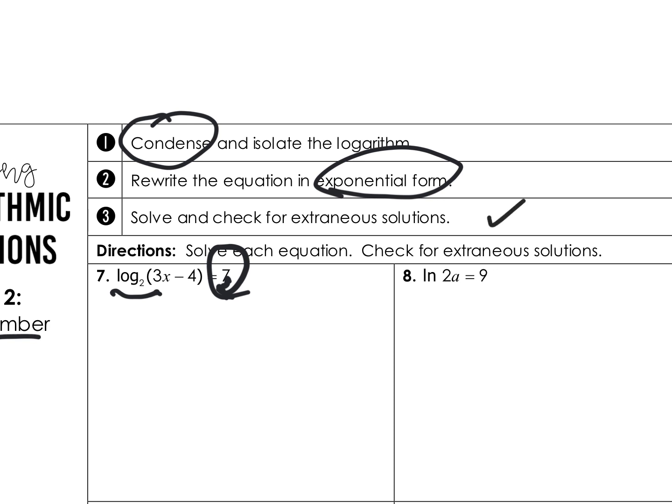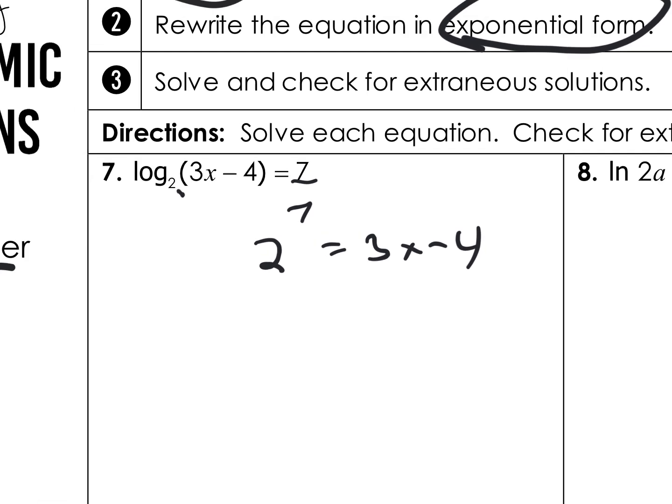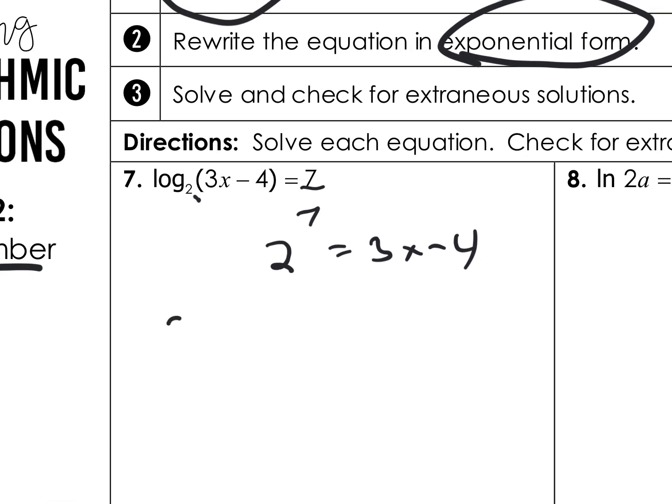So in this case, these are actually easier than the other side was, to be totally frank with you. It's already condensed. So using exponential, that means 2 is the base, the exponent is 7, equals 3x minus 4. Well, solving that for x is very simple. I take the minus 4 and add it to both sides, then I divide by this 3. That's my x.